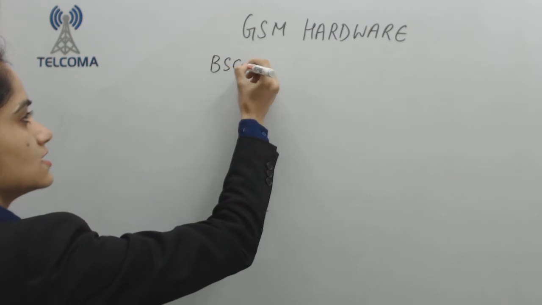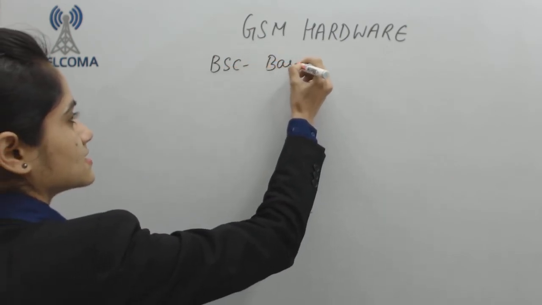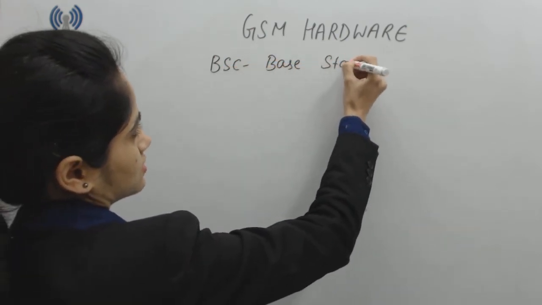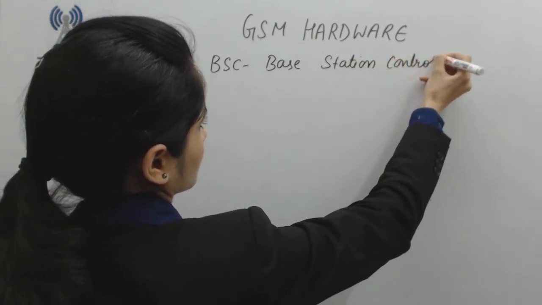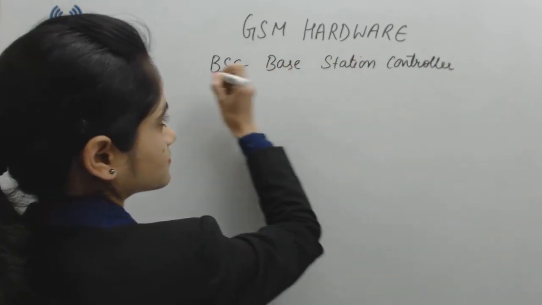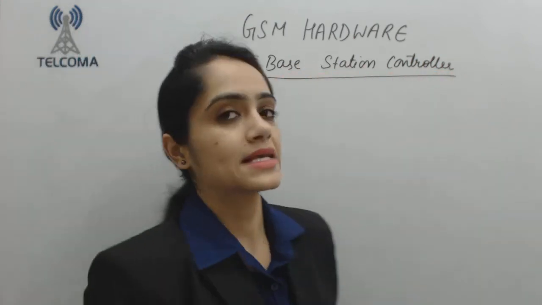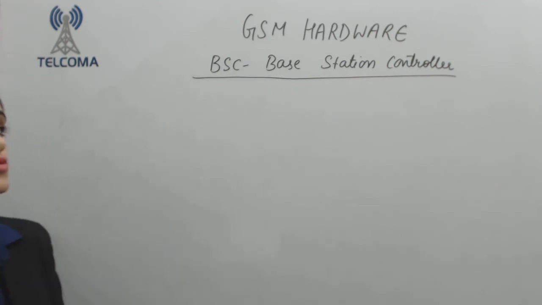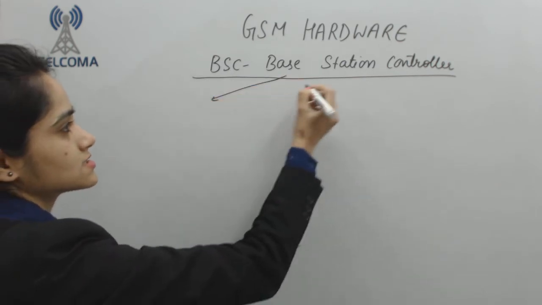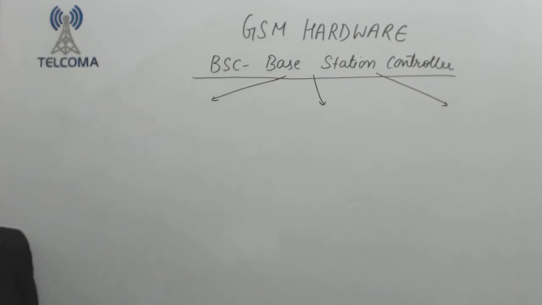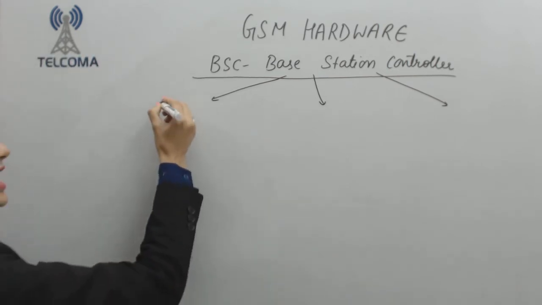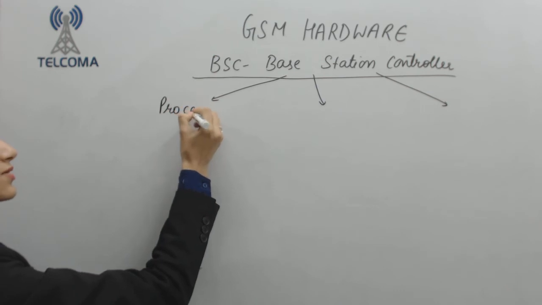So BSC as a base station controller. BSC stands for base station controller. Now this BSC is also divided into three parts. The first part is the processing unit.